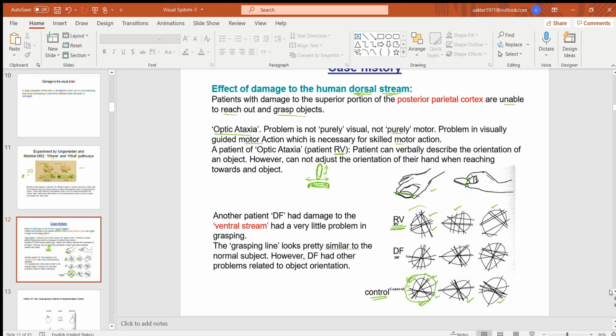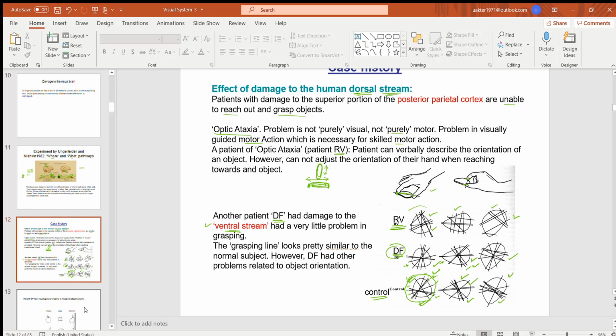However, another patient, DF, whose ventral stream was lesioned or damaged, can you see, holds the object correctly, which is very similar. Now if you compare, this is control, this is DF, you see the same direction was given and these two are very similar, right? So the DF patient did not have that deficit of reaching and grasping the object, visually guided reaching movement. However, RV had that.